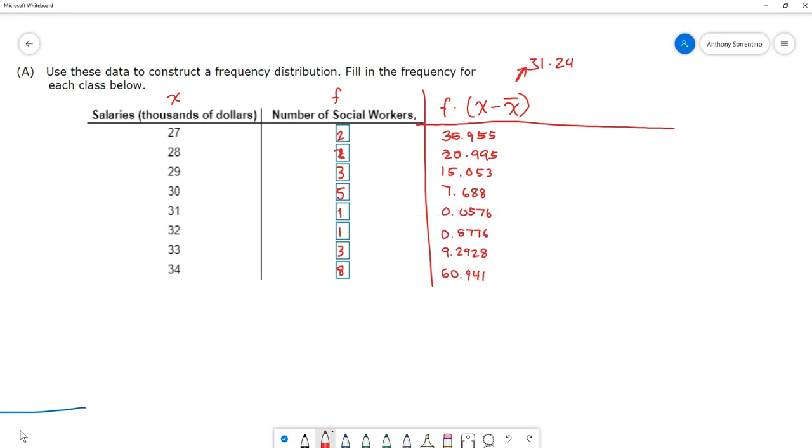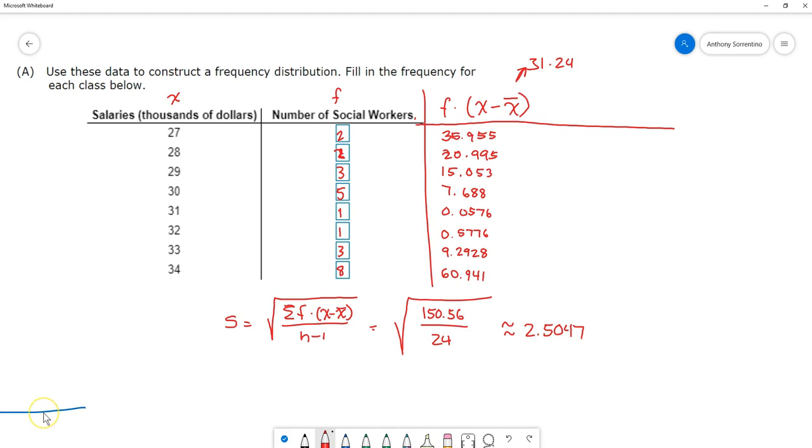So I would have these, and then of course the standard deviation would be the square root of the sum of those over n minus 1. So I would sum those up, and if I sum those up, I get 150.56 approximately over 24. And if I take the square root of that, I get about 2.5047.